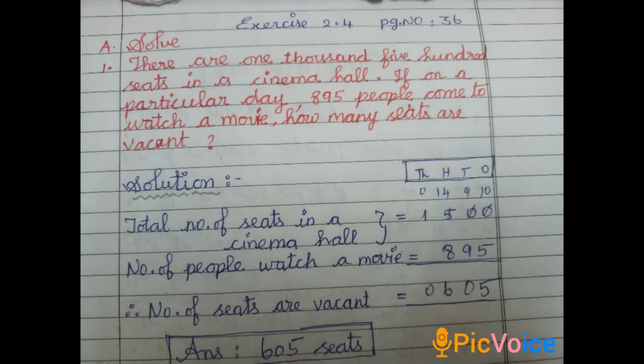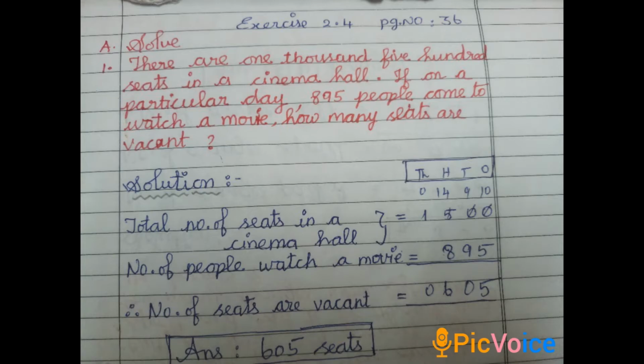That is the question. So see children, read the question thoroughly once again and go to the sentence making first. So there are a number of seats, no? How many are there? 1500. That is the first sentence. Second one is the number of people who came. So how many came here?